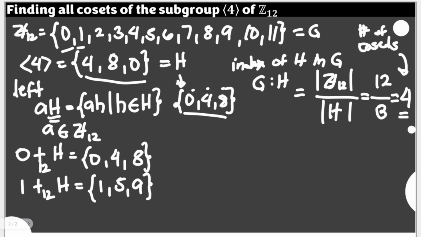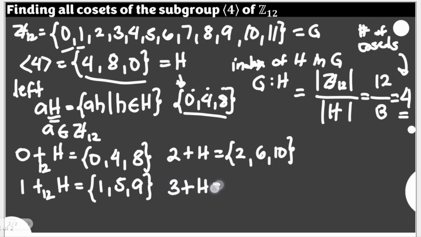So we're almost there. The next is 2 plus H. Again, I might not be writing 12 here, but it automatically means that because we are on the same group, Z12. So 2 plus 0 is 2, 2 plus 4 is 6, 2 plus 8 is 10. This is our third left coset. For our fourth left coset, we have 3 plus H. So 3 plus 0 is 3, 3 plus 4 is 7, 3 plus 8 is 11. So we already have 4, and there should be only 4.